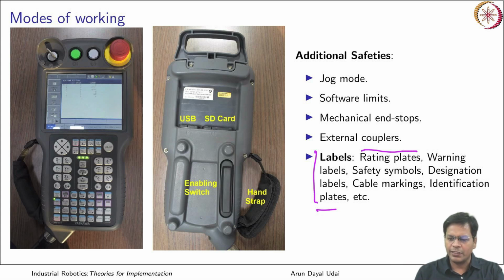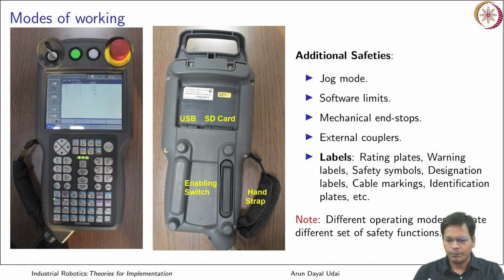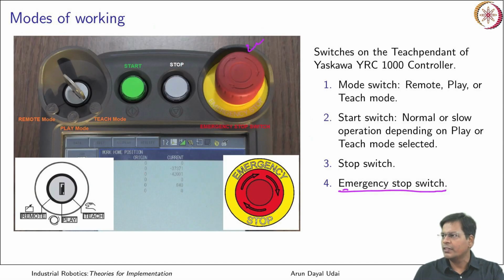So it is mandatory to be there. Okay. Apart from these, please note different operating modes, they activate different safety functions. So if you see you are switching to mode 2, this will enable, let's say, a few of the buttons. Let's say the start and stop switch is only activated once it is in play mode. Otherwise, in case of remote, once it is started, it is on forever as long as you don't change the mode.